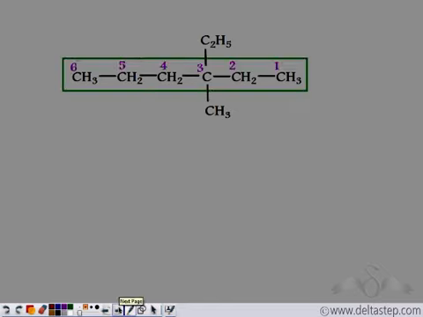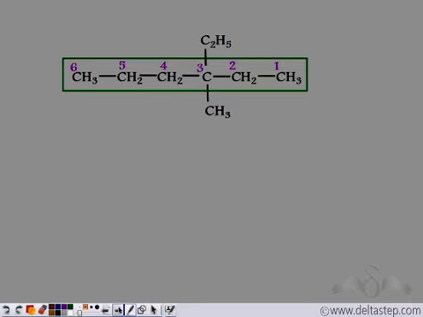So if we see this is the longest carbon chain, we start the numbering from the right hand side. That is 1, 2, 3. So at 3 we have the two substituents. If we start the numbering from left, that is 1, 2, 3, 4, the two substituents will be at the fourth position, but the rule says we have to give the lowest number to the substituents. So we start the numbering from the right hand side.